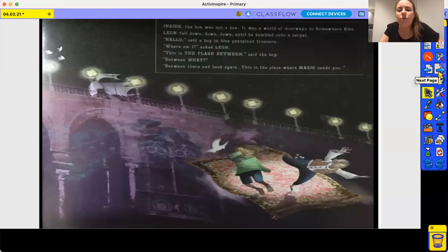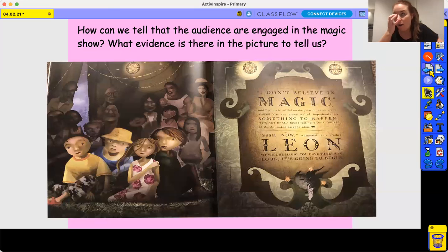Okay, so we're going to continue reading now. Just before I go on, last lesson you wrote your own version of what would happen when Leon went into the box. So we are now going to find out what exactly happened. It'll be interesting to see if any of you had predicted or used any of the ideas that actually were in the book for your own missing scene.